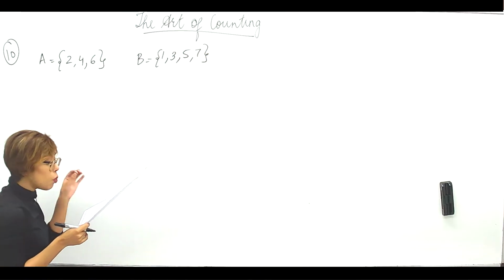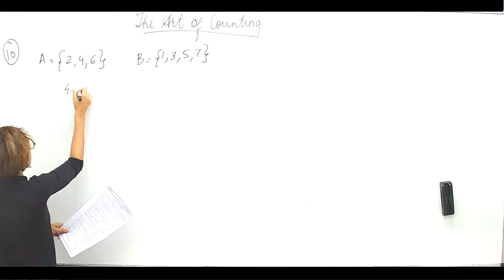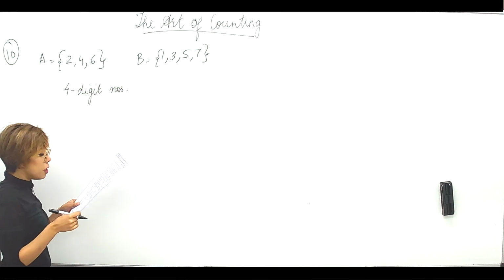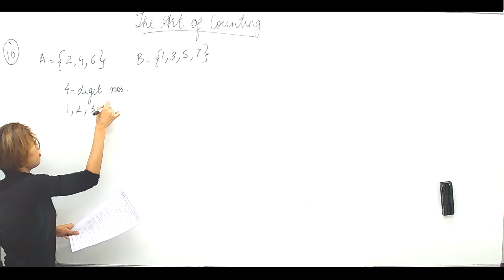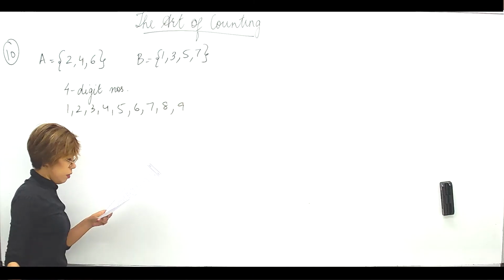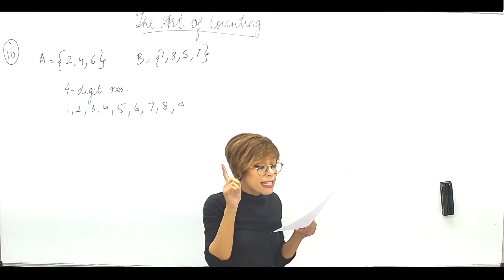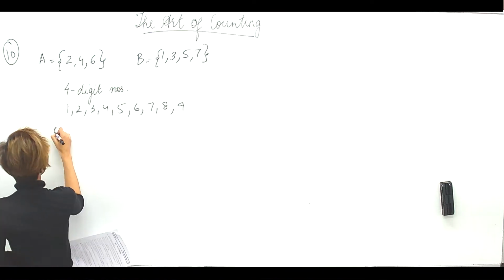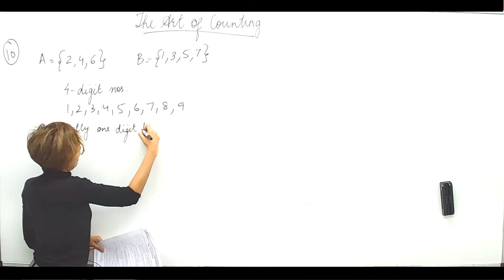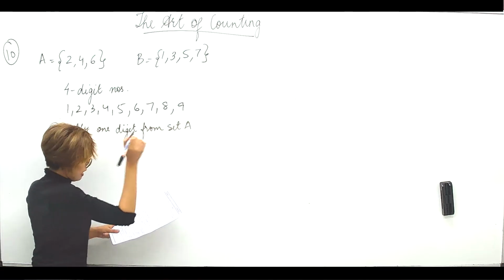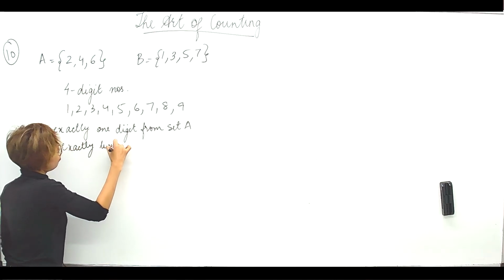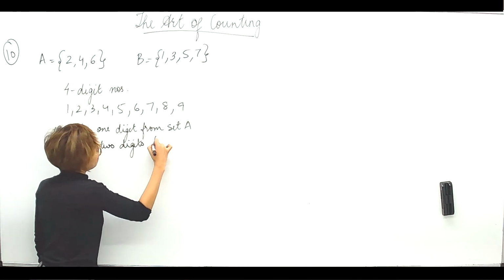Alright, find the total number of 4-digit numbers. You need to make 4-digit numbers that can be formed using the digits 1, 2, 3, 4, 5, 6, 7, 8, 9, such that the number should contain exactly one digit from set A, and exactly 2 digits from set B.